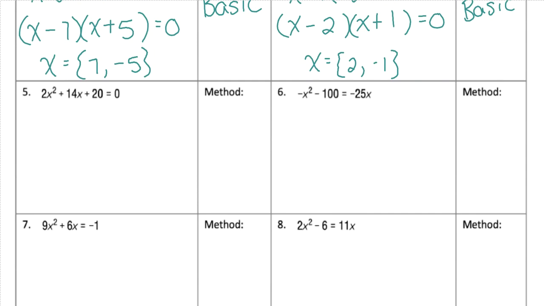Okay, looking at number 5 here, I notice that all of these have a common factor of 2. So I am going to factor out that 2 first with a GCF and then see if there's anything else I need to do.